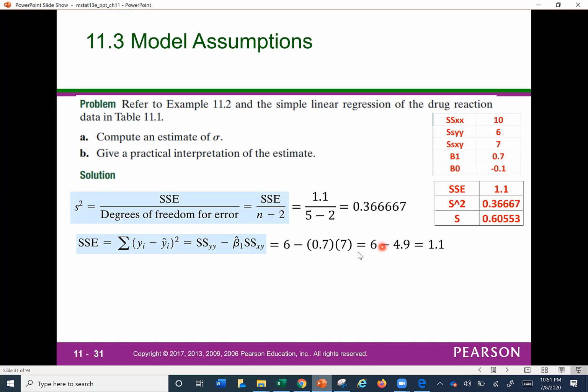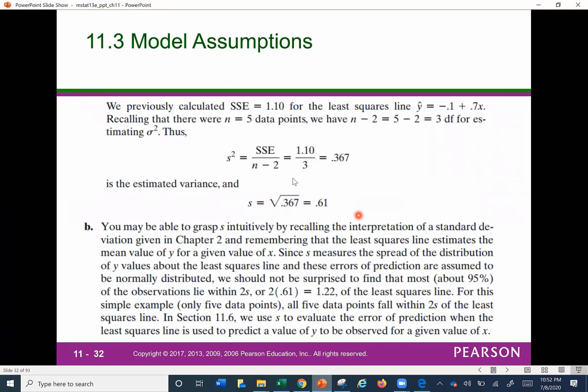When we substitute the sum of squared errors in the formula for the variance of my model, we need to divide the sum of all squared deviations by the degrees of freedom. This result is given here. You can find this result in the printout. The standard deviation is the square root of the variance, and the square root of the variance is 0.60. That is the result.